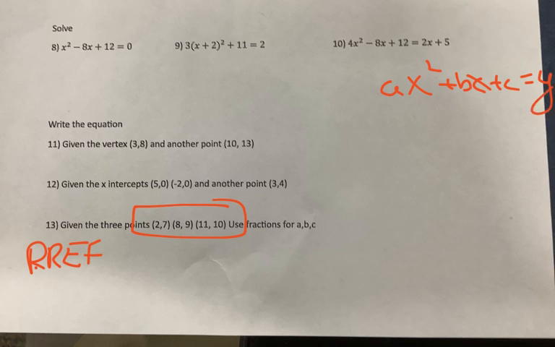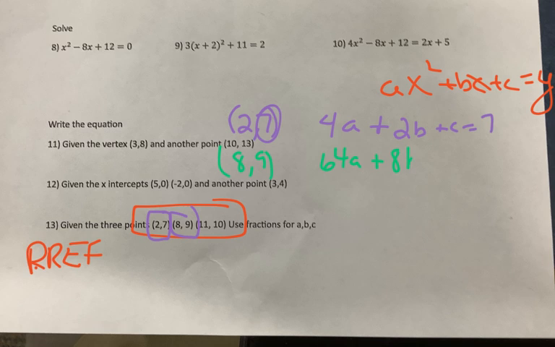And I'm going to plug in these points. So if I plug in 2 and 7, 2 for x, 7 for y, I get 4a, because 2 squared is 4, plus 2b plus c equals 7. That's the y value. And then I go to the next point. So I'm going to use 8, 9. 8 squared is 64, 8b is just x, c is always there, just 1.